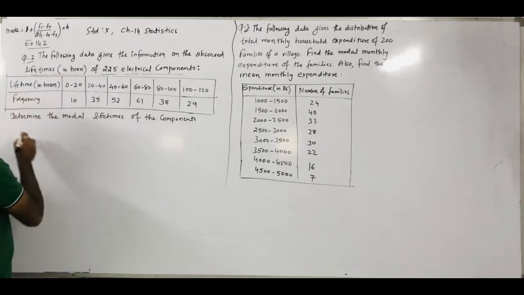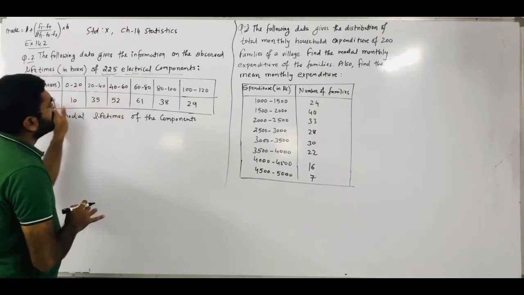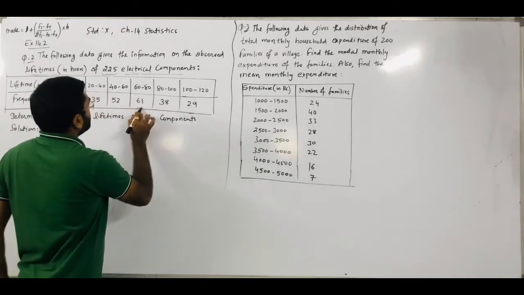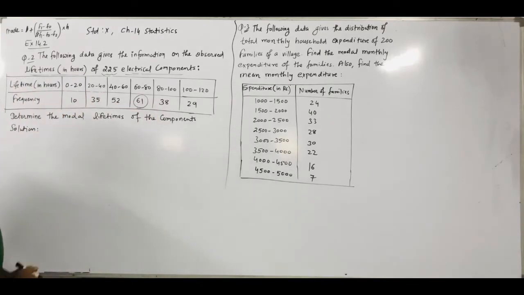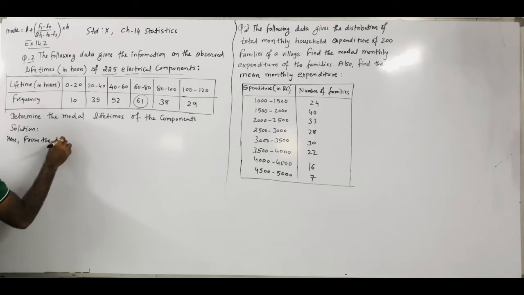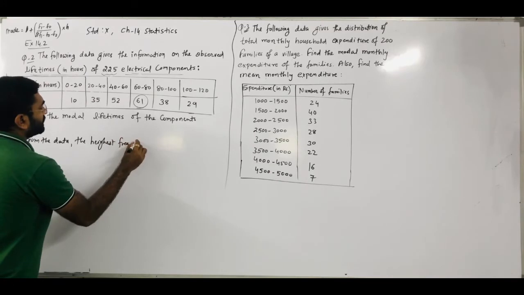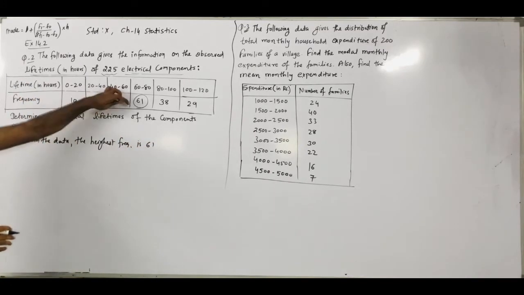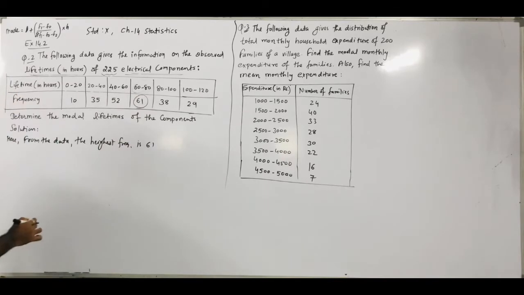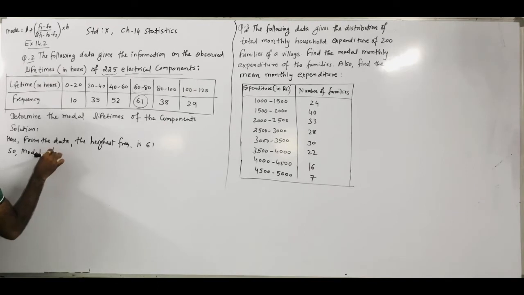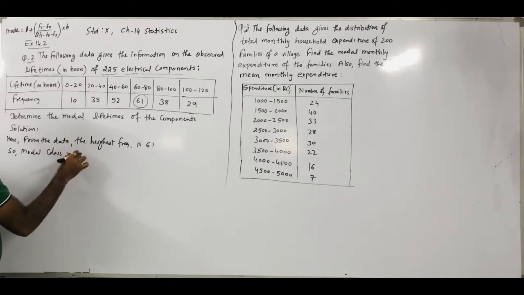How we can define the modal class, we already discussed. In the given data, you have to observe the maximum frequency, the highest frequency. The highest frequency is 61. And that highest frequency's corresponding class is called the modal class. So the modal class is equal to 60 to 80.